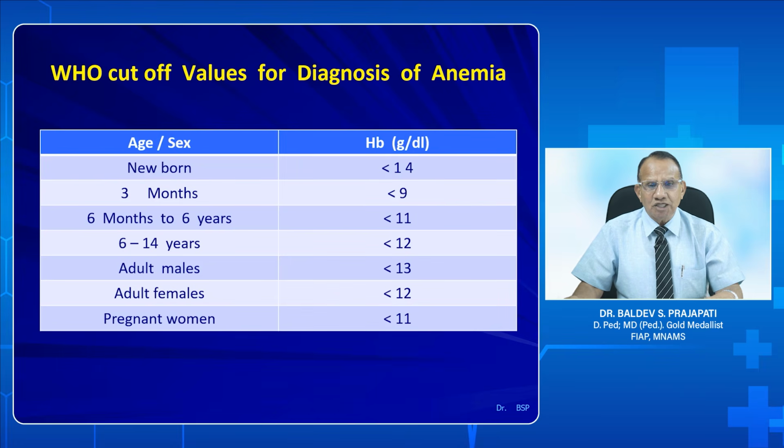What are the WHO cutoff values for diagnosis of anemia at different age groups? In newborn, if hemoglobin is less than 14, it indicates anemia. At 3 months, it is less than 9 gram. 6 months to 6 years, it is less than 11 gram per deciliter. 6 to 14 years, less than 12. Adult males less than 13. Adult females less than 12, and pregnant women less than 11 gram per deciliter.